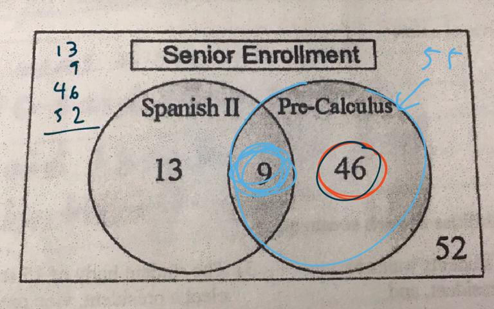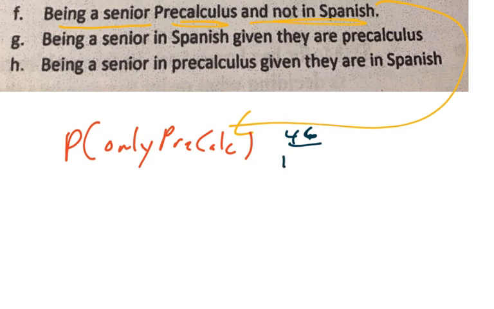Let's see what we got here. Let's see, 12, 18, 20, carry to 2, 3, 7. 120 total. So 46 out of 120. Again, divide, make that into a percentage. Let's go on to question G.